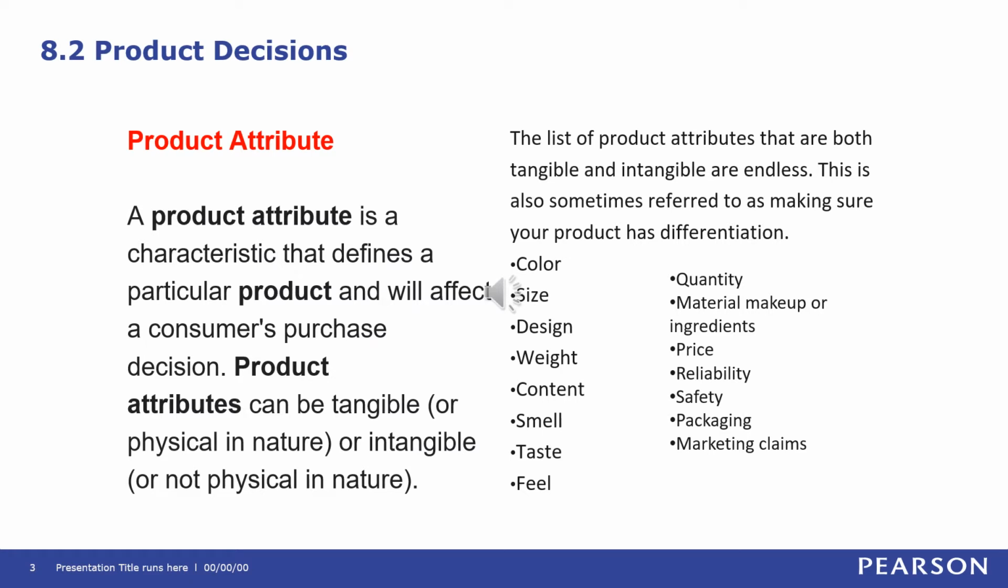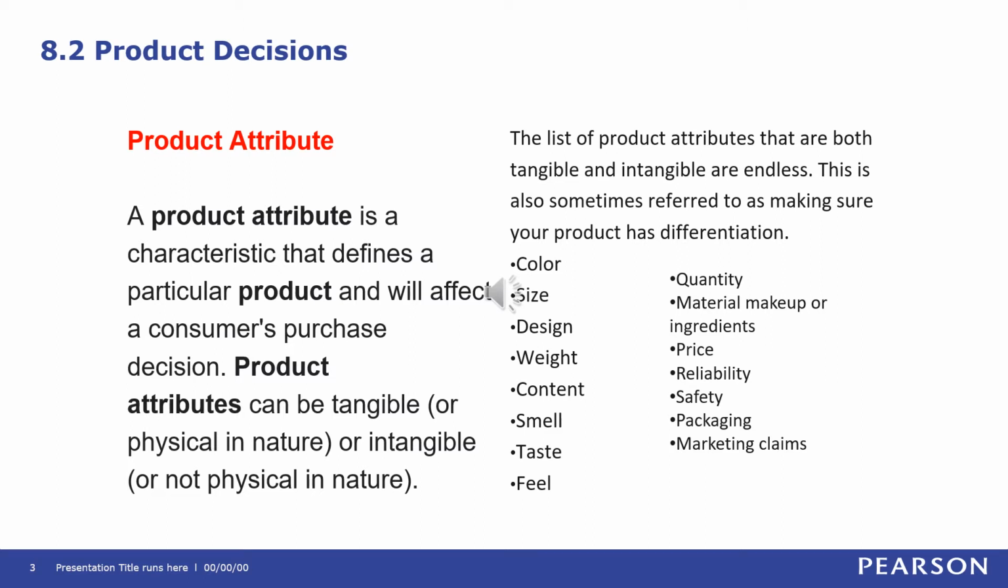Okay, the first individual product decision, which is on product attribute, as you can see here on the slide: a product attribute is a characteristic that defines a particular product and will affect a consumer's purchase decision. So product attributes can be either tangible or intangible in nature. There are several references about product attributes that you can refer to, in which this product attribute can become a characteristic to differentiate one brand from another.